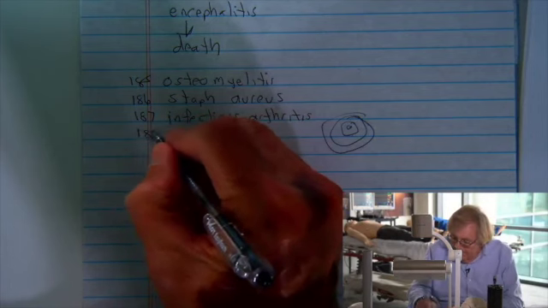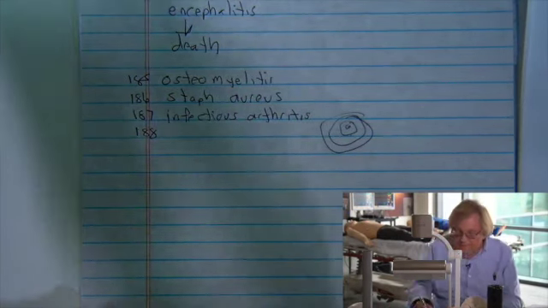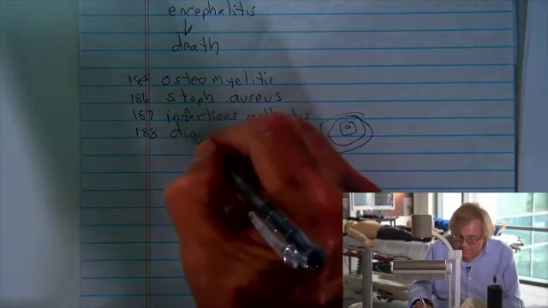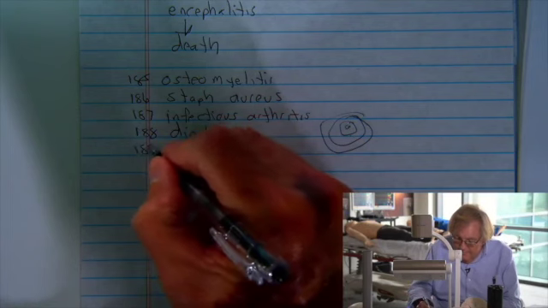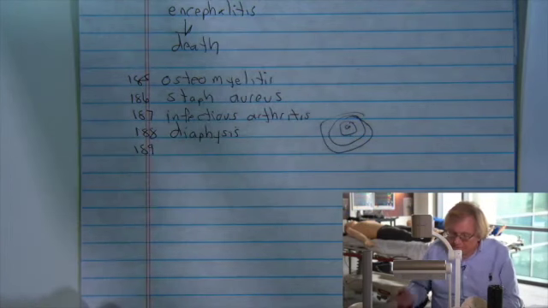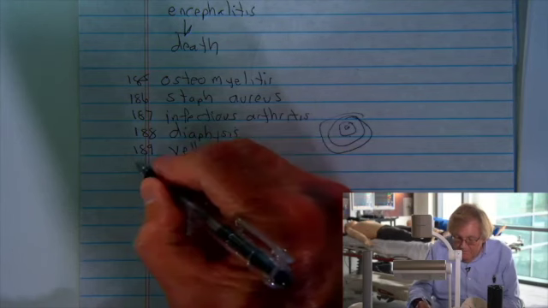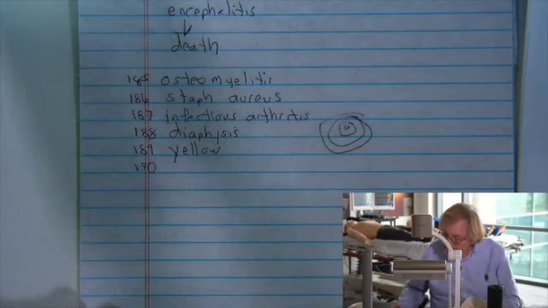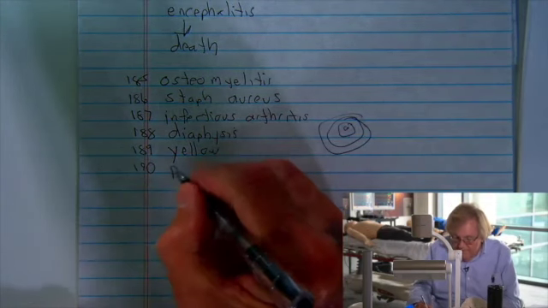188 is the hollow tube of compact bone. That's answered by the word diaphysis. 189 is the marrow in the diaphysis. Remember, that's yellow marrow or fat. 190 is the connective tissue covering the shaft. Remember, that's called the periosteum.